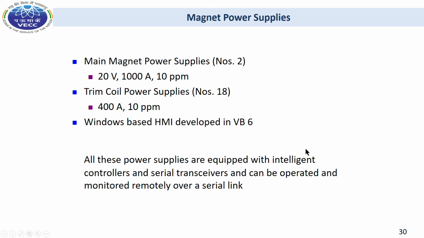Now it shows the magnet power supplies. In superconducting cyclotron, we have two magnet power supplies and 18 trim coil power supplies. The MMI is window based, developed in VECC. All the power supplies are equipped with intelligent controller and serial transceiver, and can be operated and monitored remotely over a serial link.